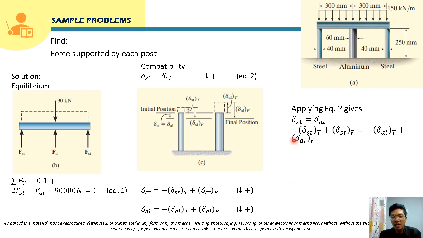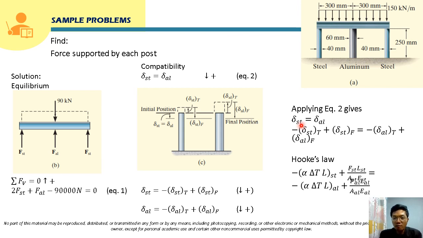Okay, so from here, class, we can rewrite this using Hooke's law. For the deformation of the steel due to the change in temperature, that will just be alpha times change in T times L, plus the deformation due to the applied load, that will just be FST, the force in the steel, times L. This is PL over AE, class, so over A times E.